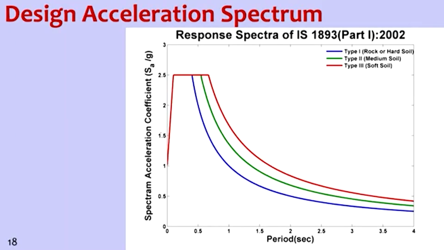This is the design spectrum that we use in IS 1893, the criteria for earthquake resistant design of buildings. Here the spectrum is given for different types of soil conditions: type 1 rock or hard soil, medium soil and soft soil. Obviously soft soil response is higher, so that's why the coefficient values are higher.